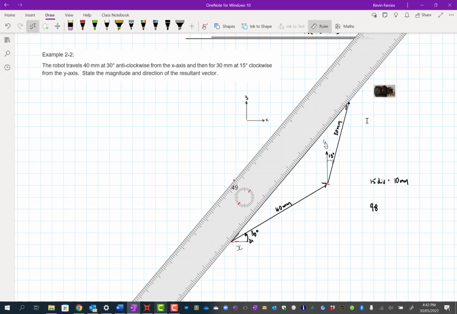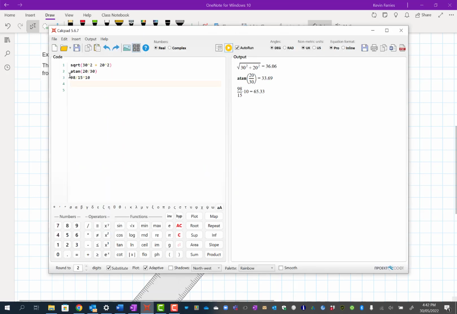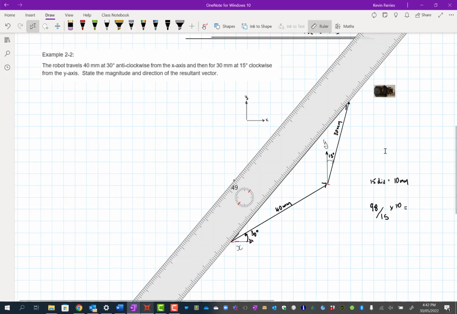So we need to change that into millimeters. Well, 15 divisions is 10 millimeters. So if we divide that by 15, we're going to get how many 10 millimeter segments we've got. So times that by 10. So 98 divided by 15 times 10 millimeters, we're working in millimeters this time. And the answer is 65.3, so it's not going to be very accurate, so we'll just say 65 millimeters.